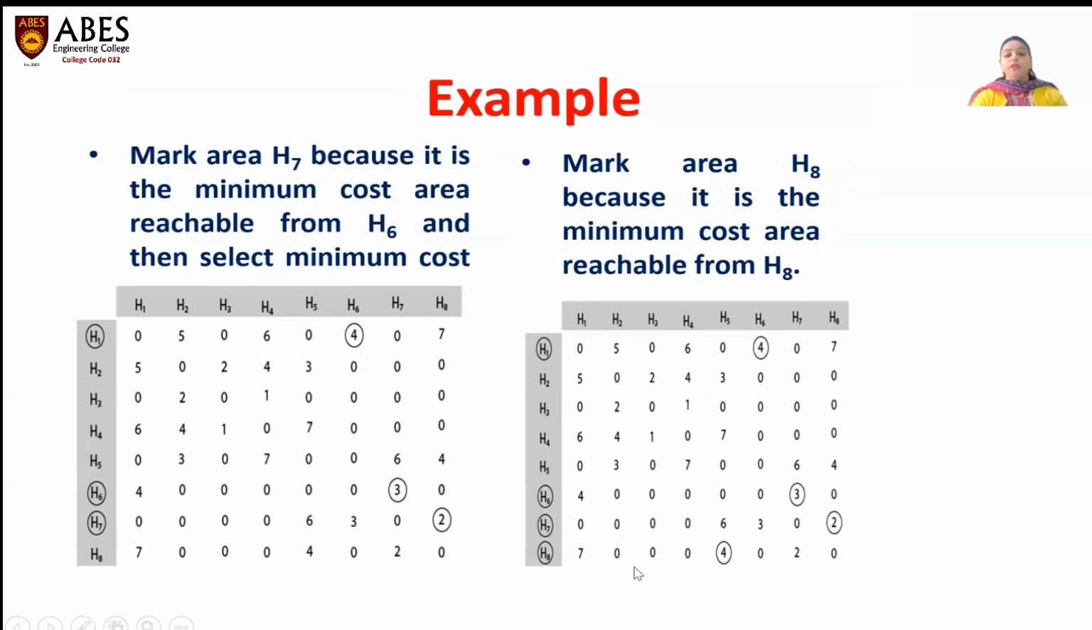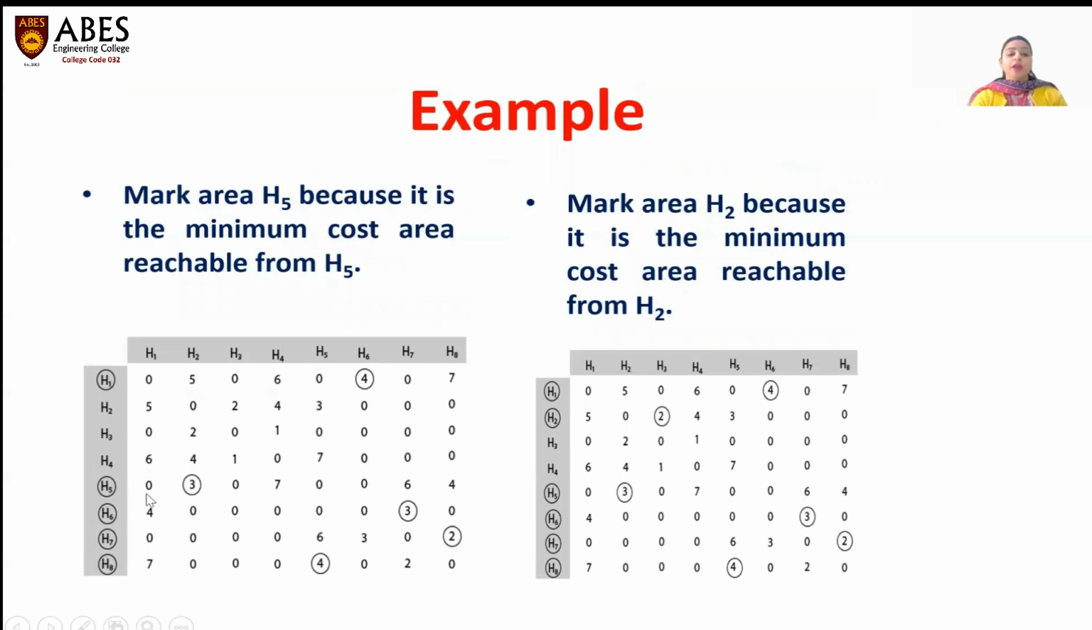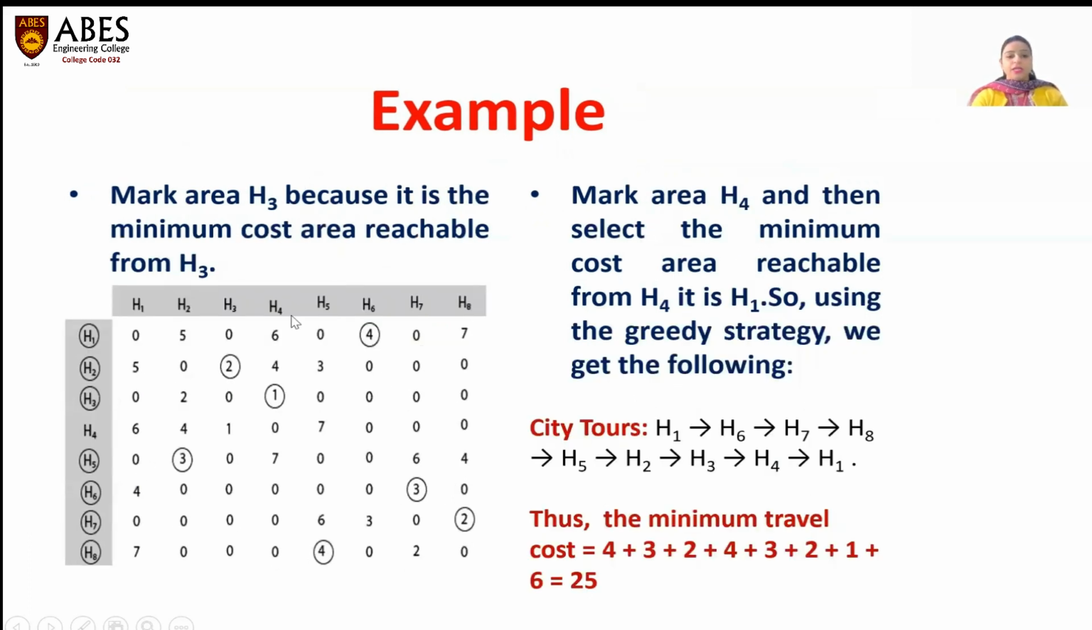Now we'll move to H8. We have to find the minimum cost, that is 4, which is at H5. We'll move to H5 and find the minimum cost, that is 3, which is H2. We'll move to H2. We'll find the minimum cost value out of 5, 2, 4, 3, that is 2, at column number H3. Then we'll move to H3, where the minimum is 1 at column number H4. In H4, that is our last node, we have to reach H1, so the cost to H1 is treated as the last cost value. So the city tour goes from H1 to H6, H6 to H7, H8, H5, H2, H3, H4, and then H1.